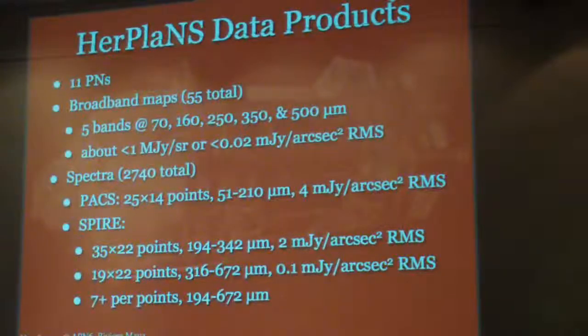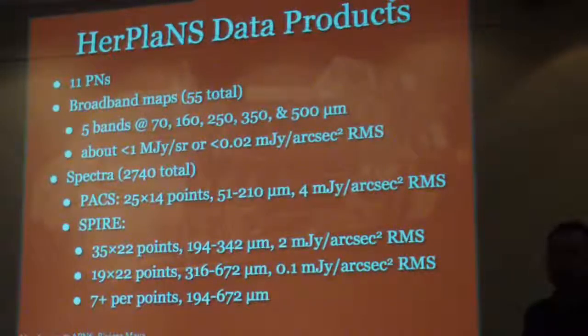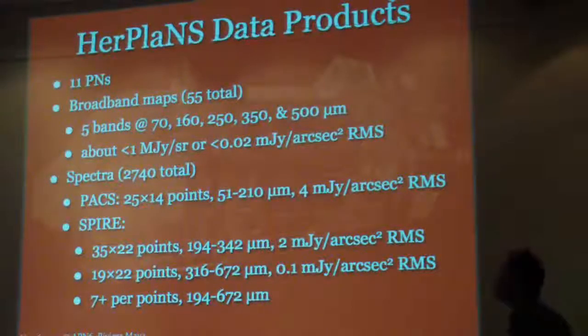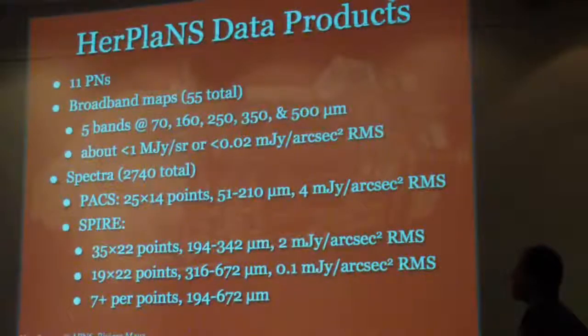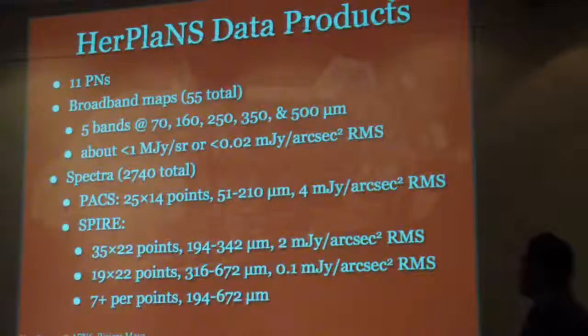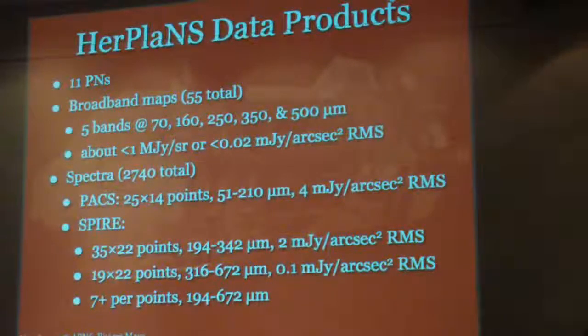And then one other thing I should mention is that at some locations, the PACS cell and the SPIRE chop node overlap spatially. For at least 7 positions, we have overlap, and then we have complete coverage from 51 up to 672 microns.